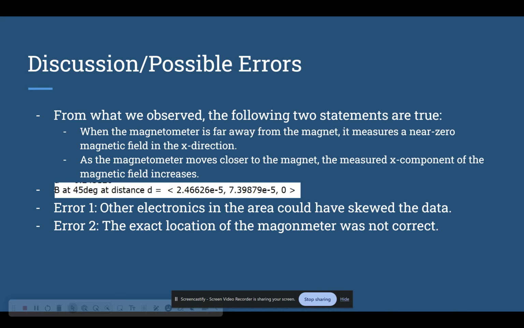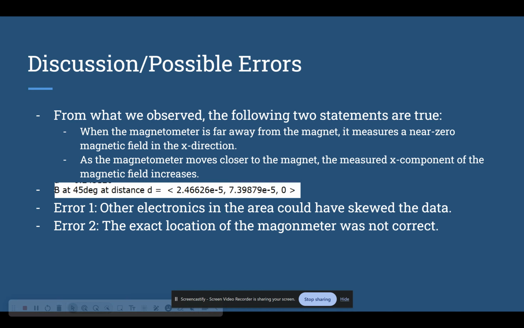From what we observed, the following two statements are true. When the magnetometer is far away from the magnet, it measures a near zero magnetic field in the x direction, and as the magnetometer moves closer to the magnet, the measured x component of the magnetic field increases. And we were also able to find the B field at 45 degree angle at distance d, and that is that vector below.